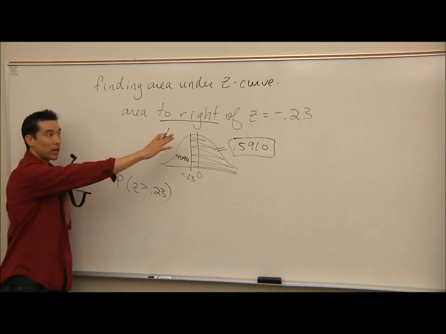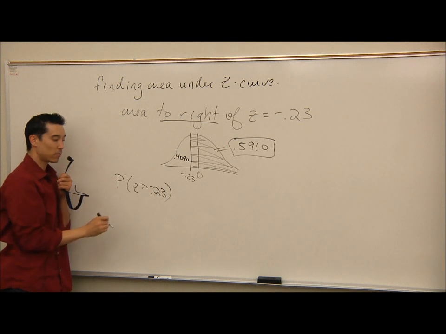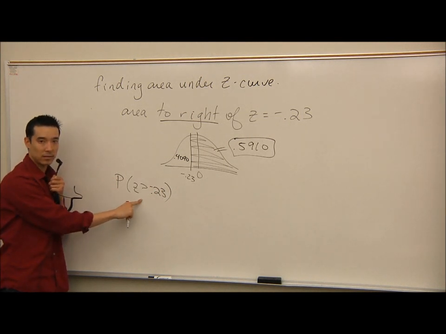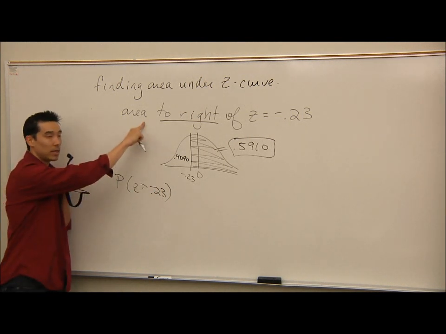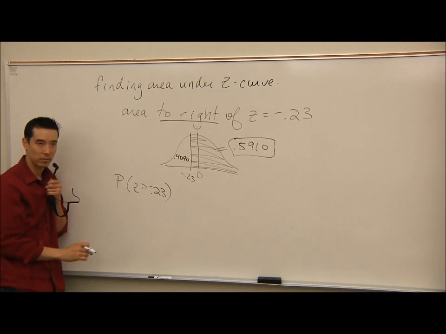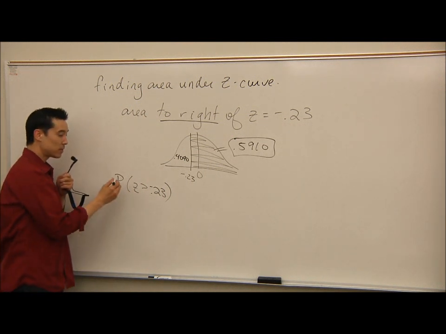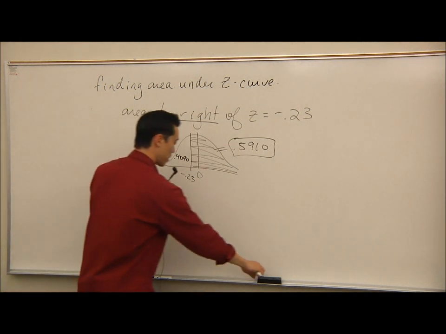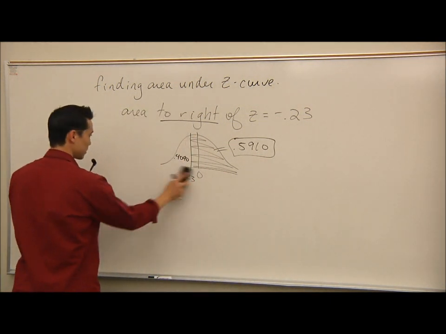So the area to the right of z equals negative 0.23 is the same written like this, okay? So this is the same as this. It still means find the area to the right of negative 0.23, okay? All right, I'm going to use this notation now on a couple of problems and see if you guys can get these.